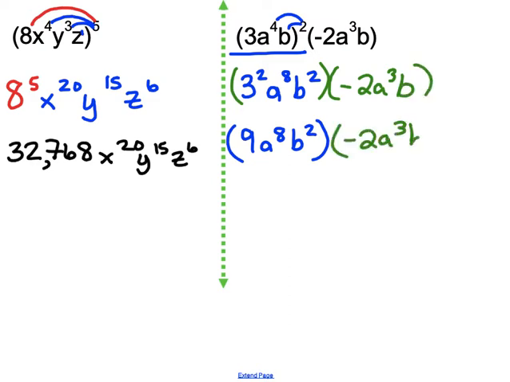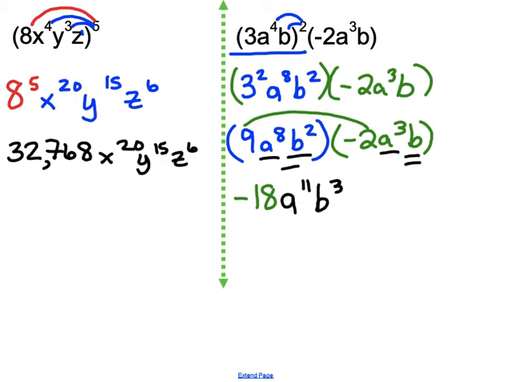And now that I have no more power to powers, I multiply the numbers and add the exponents. 9 times negative 2 is negative 18. 8 A's and 3 A's give me 11 A's. And 2 B's and 1 B give me B to the third. And now we've done both of those basic concepts.